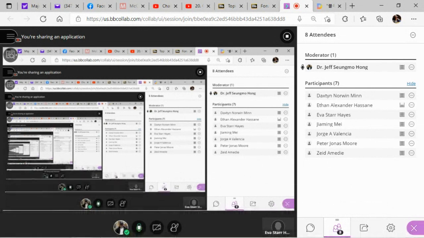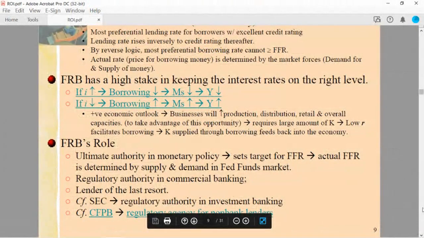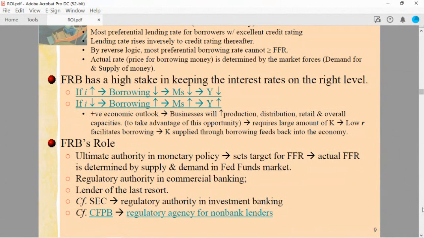Now, we were talking about the role of the Federal Reserve in our last class, and of course this is all what's basically in the textbook. In every textbook they will talk about the dual mandate of the Federal Reserve, being the central bank. They have the duty to keep inflation low and maintain full employment. Of course, full employment is not 100% employment, because there is a natural rate of unemployment.